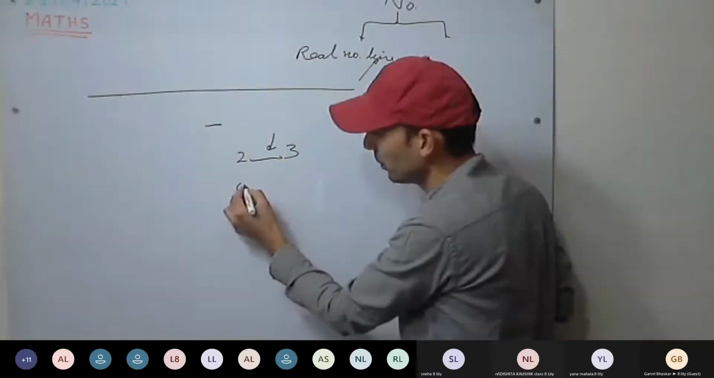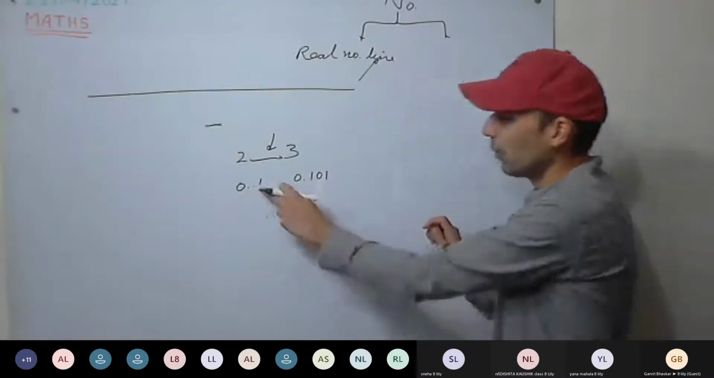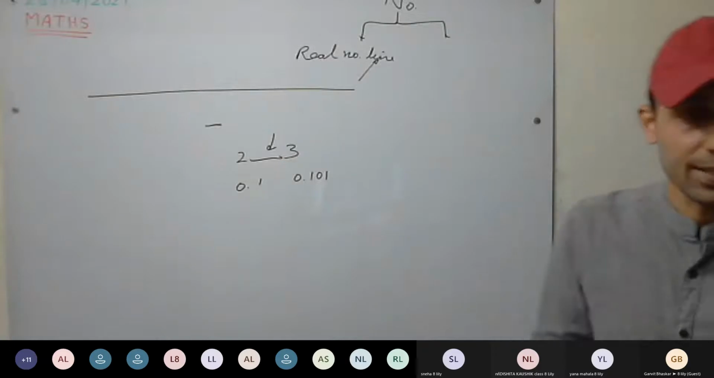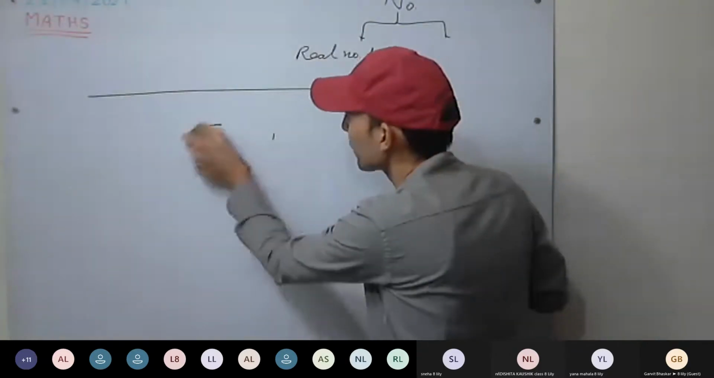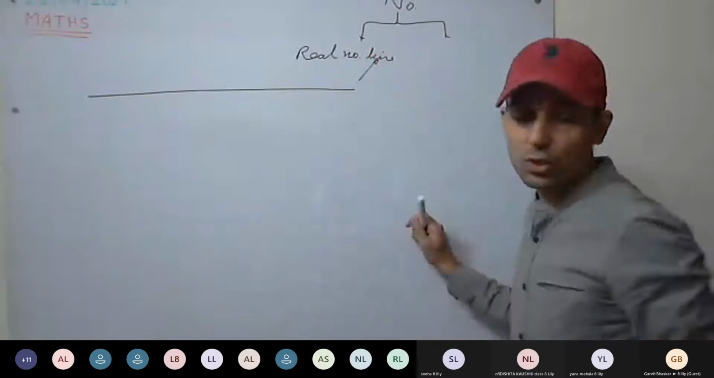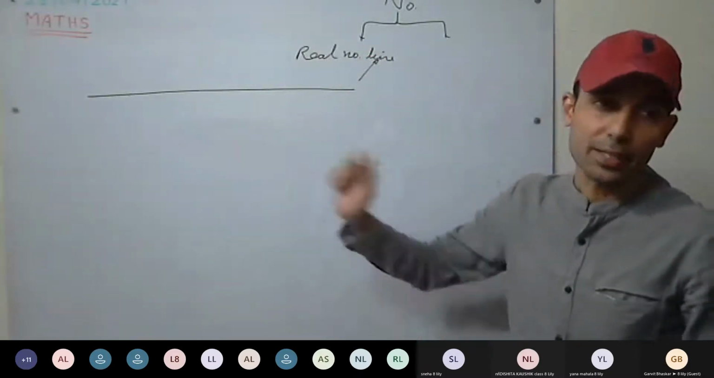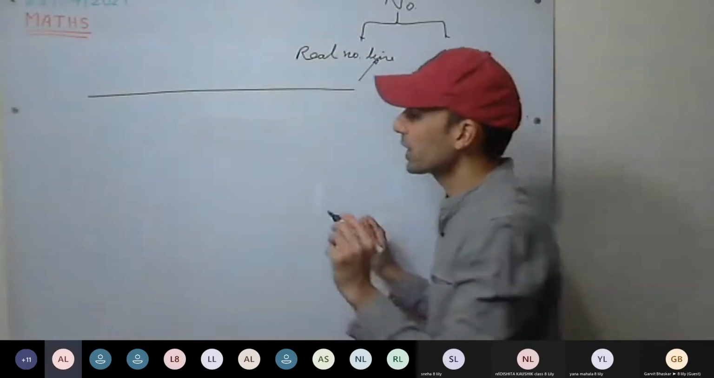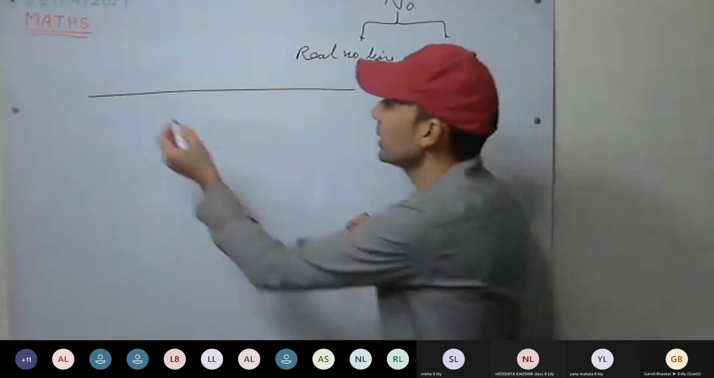Between 0.1 and 0.101, how many numbers can we insert? Infinite numbers we can insert. Between any two numbers we can insert infinite numbers. So this line consists of infinite points, and so we can represent infinite numbers on this line. Any doubt?